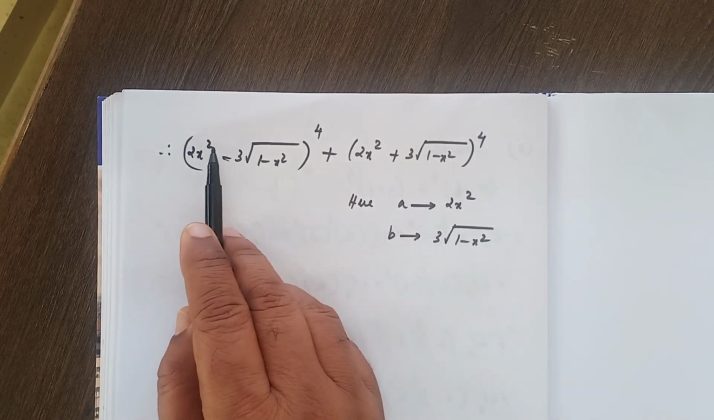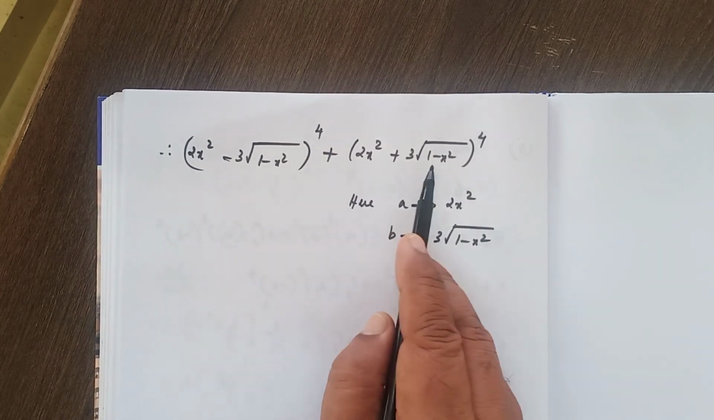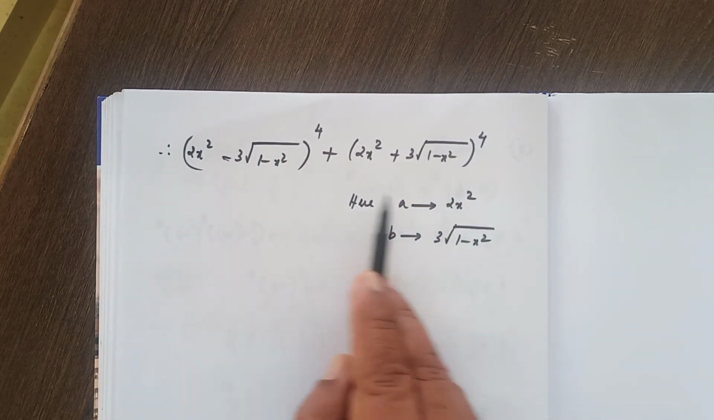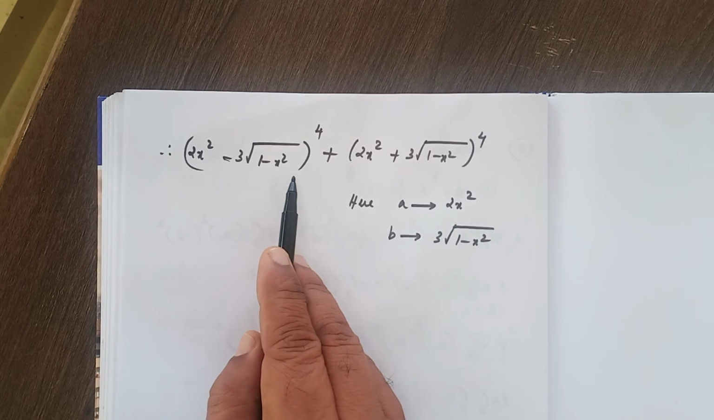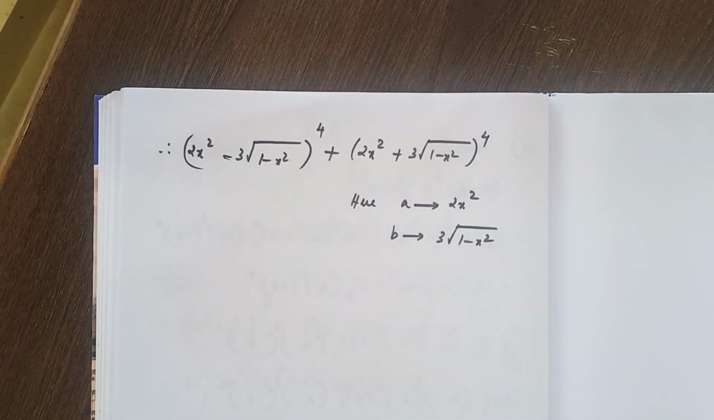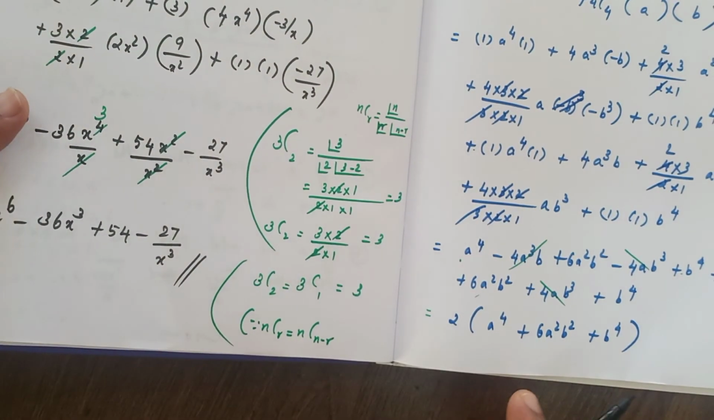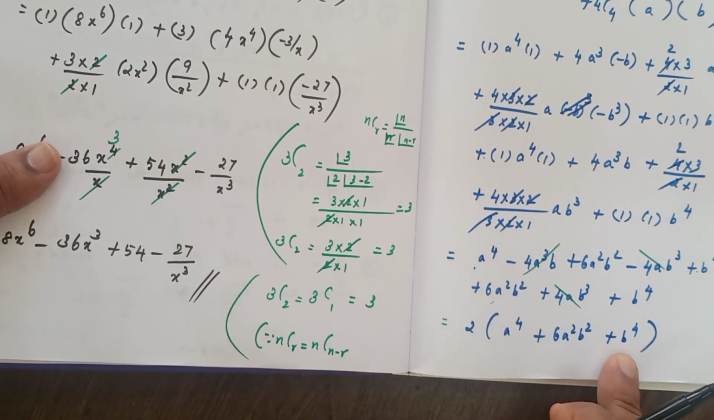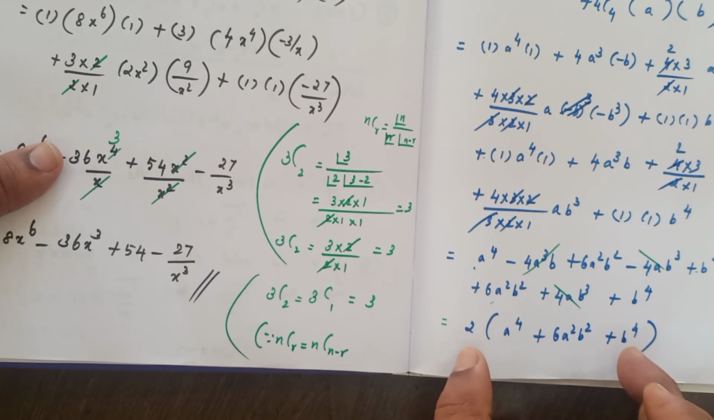Okay, this is of the form a minus b power 4 plus a plus b power 4. This is a, this one is b. a is equal to x square, b is equal to 3 into root of 1 minus x square. Now, here finally you write it as 2 times a power 4 plus 6 a square b square plus b power 4. The a and b values are to be replaced here.